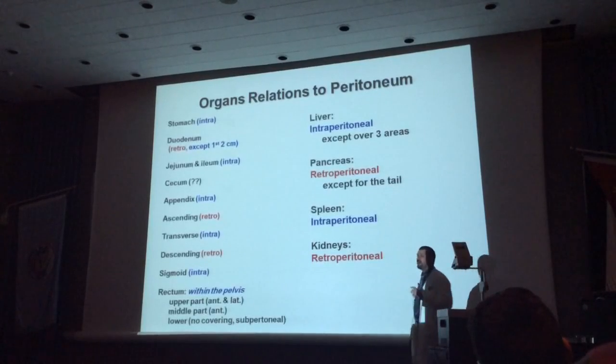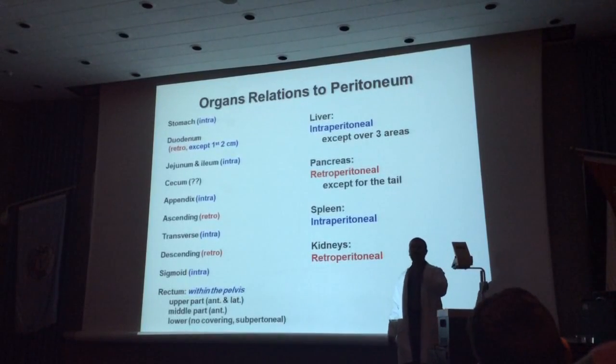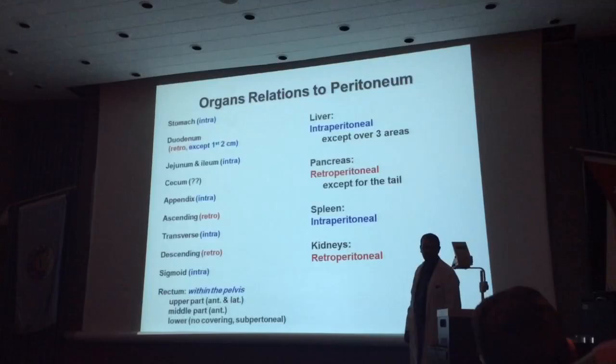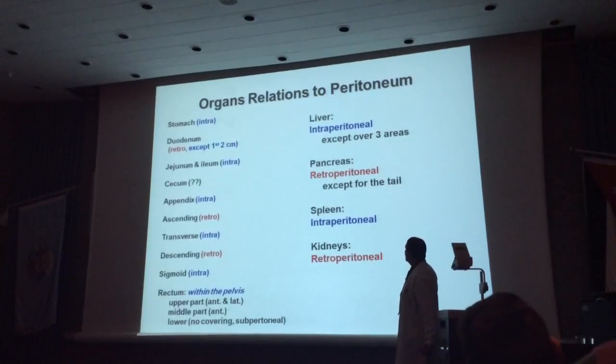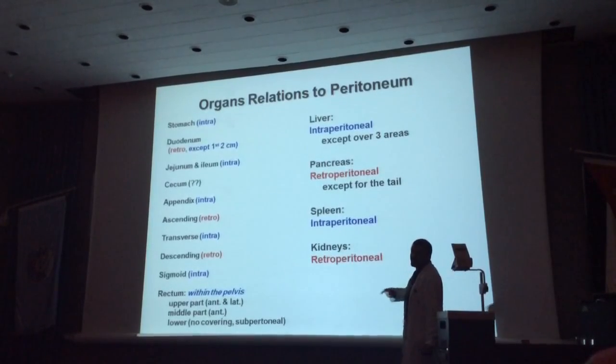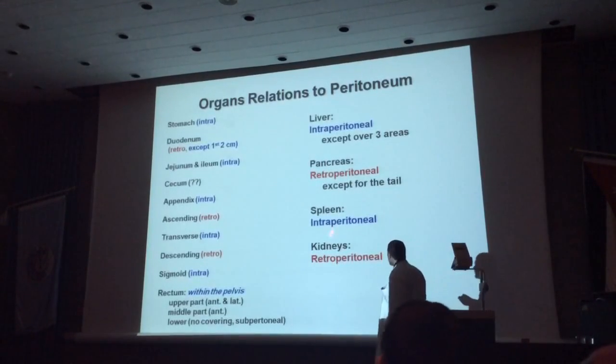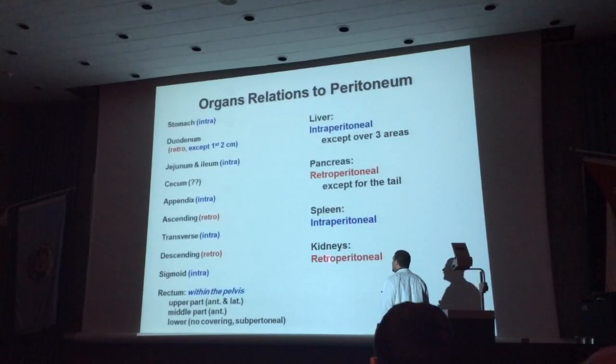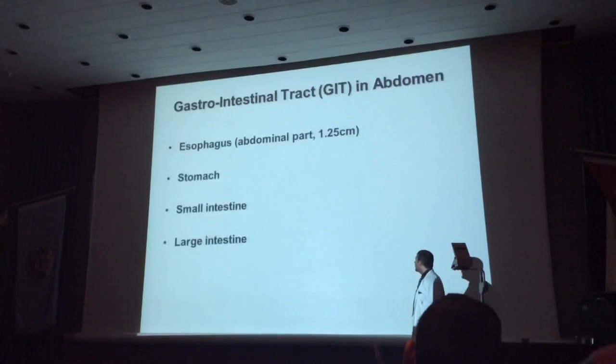So in general, what about the rectum? Upper part partially covered, lower part is not covered. To make it easier: liver intraperitoneal, except over 3 regions. We will speak about them. One of them is the bare area of the liver, which I showed you, which is the reflection. Pancreas retroperitoneal; you saw in the drawing how the parietal peritoneum reflects over its front. The spleen is intraperitoneal. Kidneys, of course, are primary retroperitoneal organs.